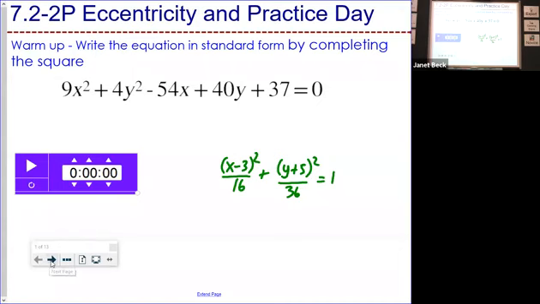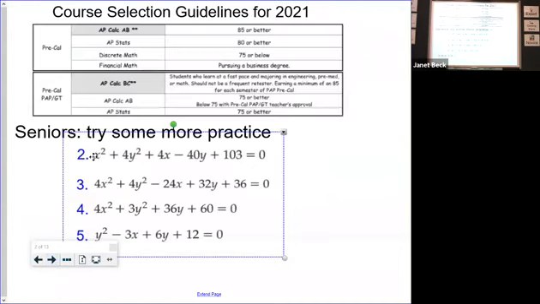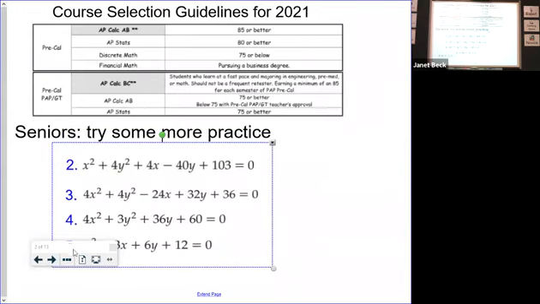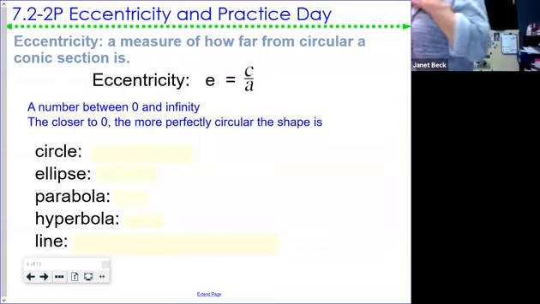So today we're going to have a little bit of a practice day, a bit of a slow day, and we're just looking at eccentricity really today. Eccentricity is a measure of how far from being a perfect circle a conic section is.